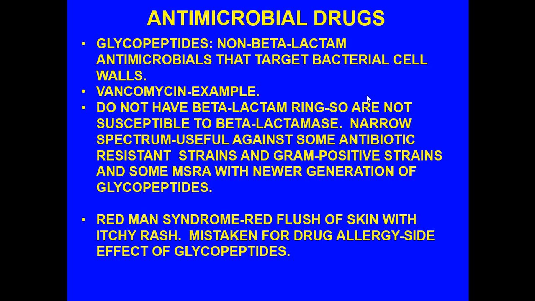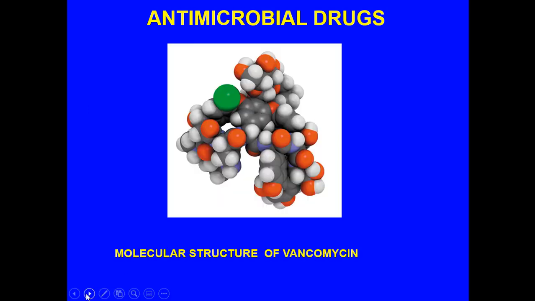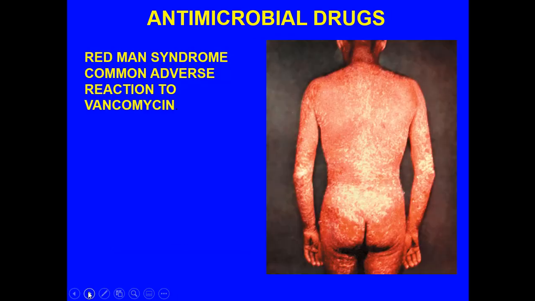But there is a particular adverse effect that will show up. It's called red man syndrome, and that's a red flush of the skin with an itchy rash. This has been mistaken for a drug allergy. It's really a side effect of certain glycopeptides. So here we have the molecular structure of vancomycin, and you can see that central ring there. And here we have an adverse reaction, red man syndrome, to vancomycin. Okay.